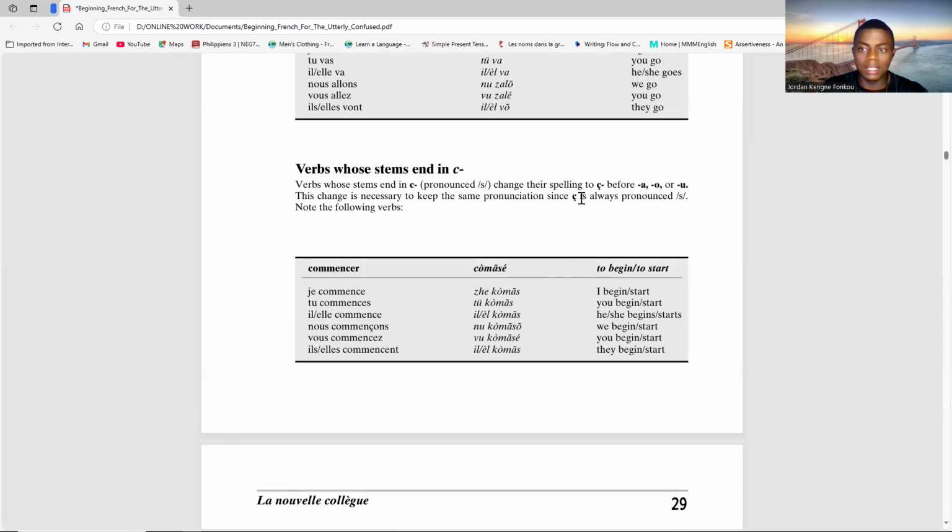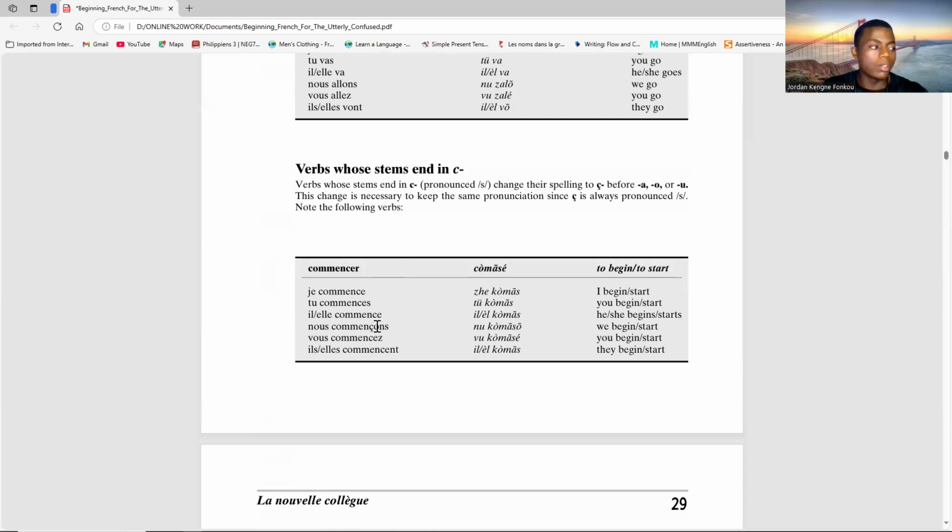La cédille. Je commence. Tu commences. Il commence. Elle commence. Nous commençons. To have this same S sound, we have this cédille. Vous commencez. Il commence. This rule is independent of the tense.